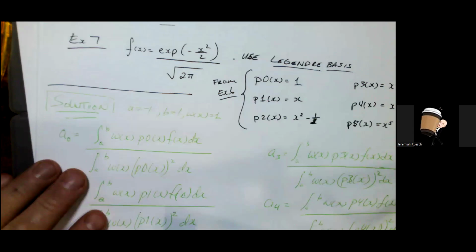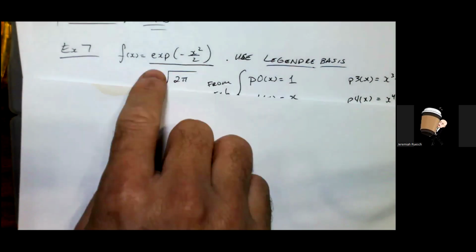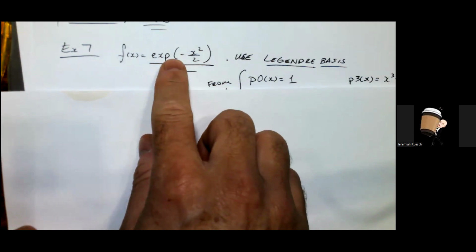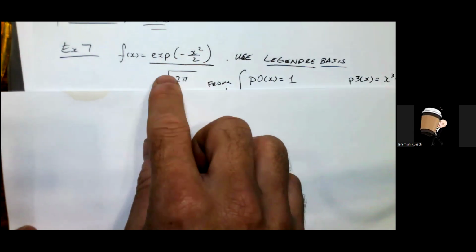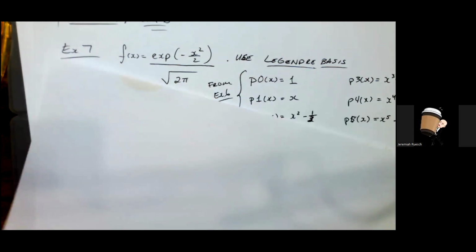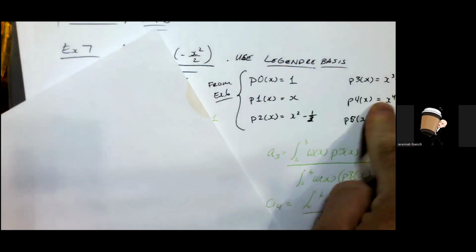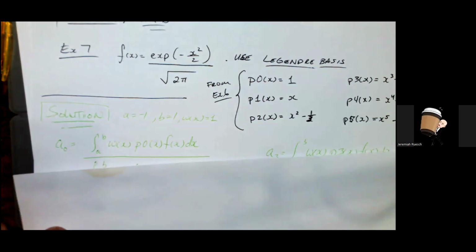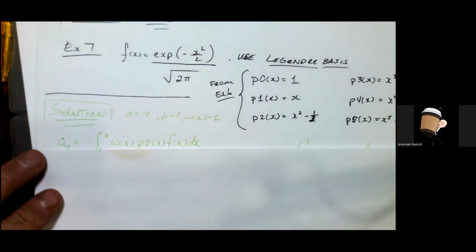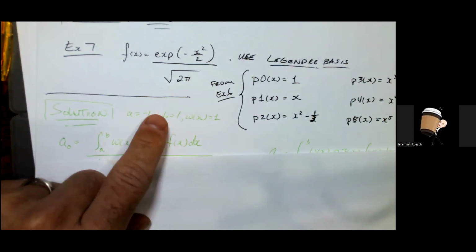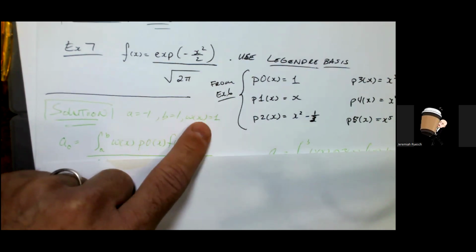If you're wondering why, or what they are needed for: say we wanted to approximate the standard normal, e to the -x squared over 2 times square root of 2 pi, using the Legendre basis. Again, these are the results from the example that we just did, example 6. Our solution is just to compute the corresponding coefficients. Our interval is from -1 to 1, and our weight is 1.